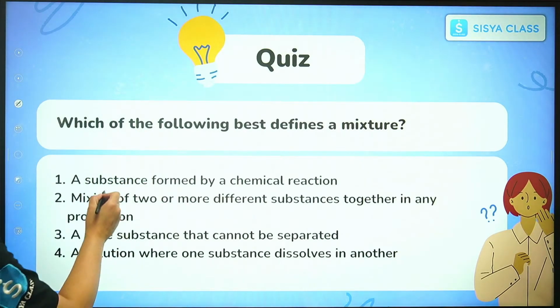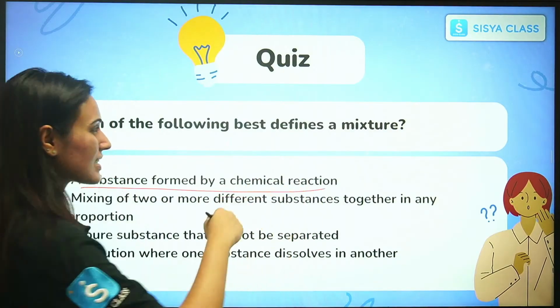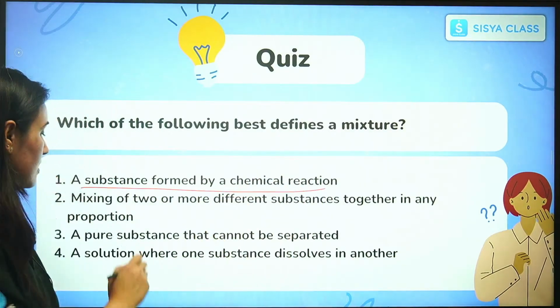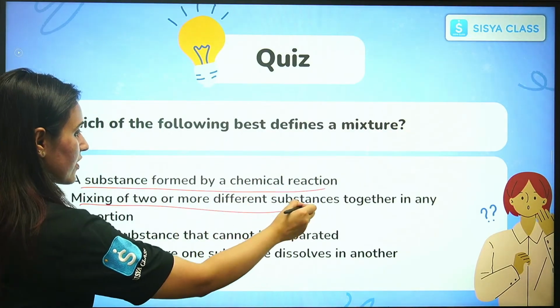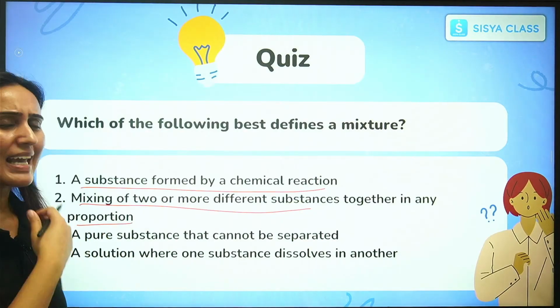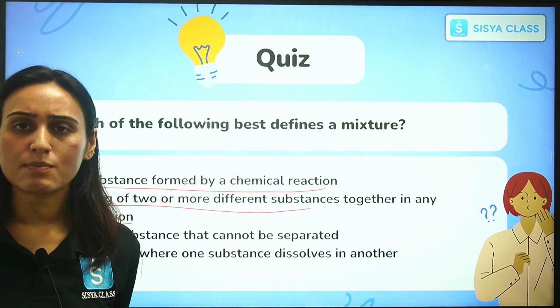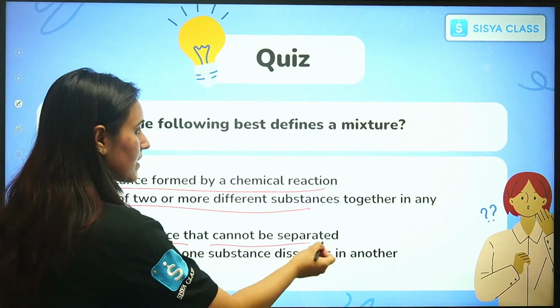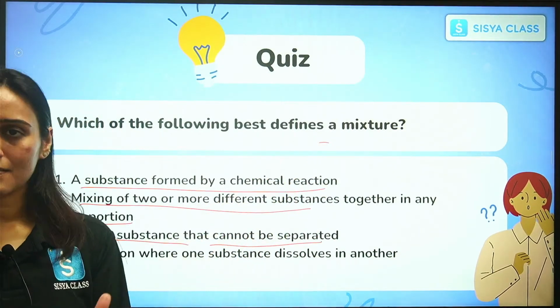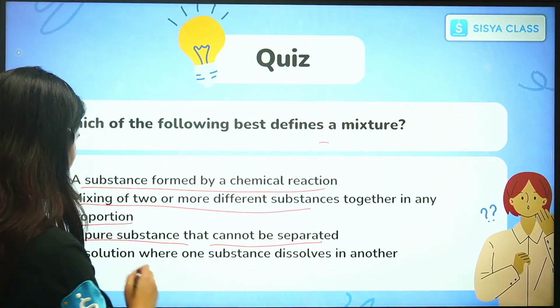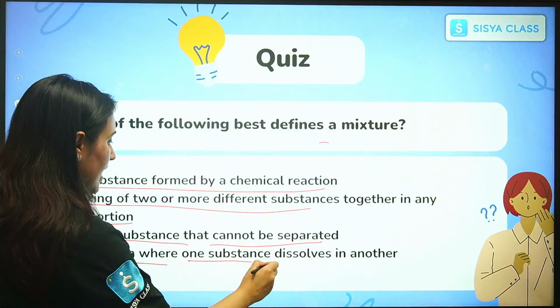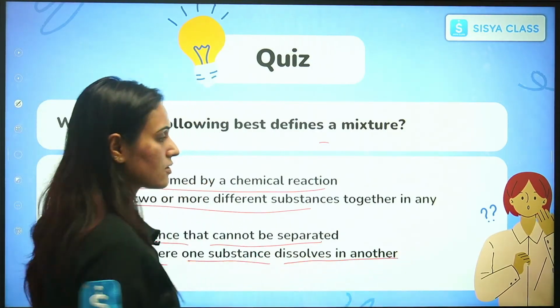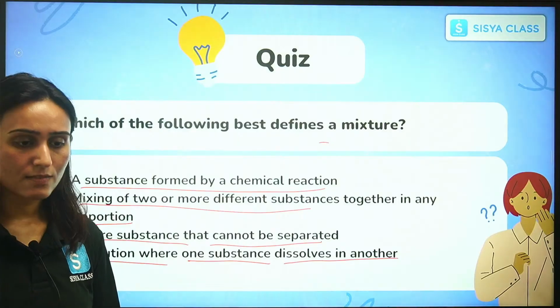Option A is a substance formed by a chemical reaction. Is that a mixture? Option B, mixing of two or more different substances together in any proportion. There is no definite proportion you have to follow. Option C, a pure substance that cannot be separated. We are saying that a mixture is a pure substance that you can't separate. And option D, a solution where one substance dissolves in another. So what would be your correct answer, everyone?